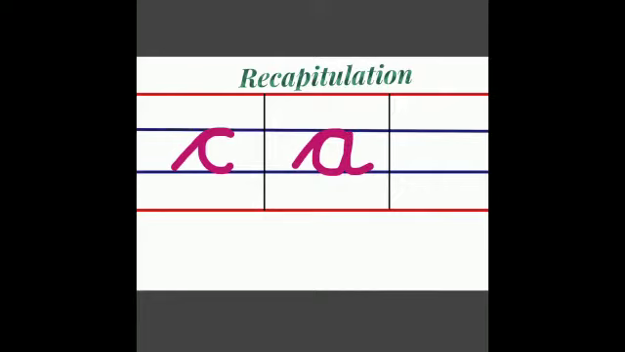Cursive A. And the next letter is cursive O. How to write cursive O? First a slant line, move front, write capital C. First write the cursive C, okay? Write cursive C, go up, join, then move back and form a small loop here. Cursive O.